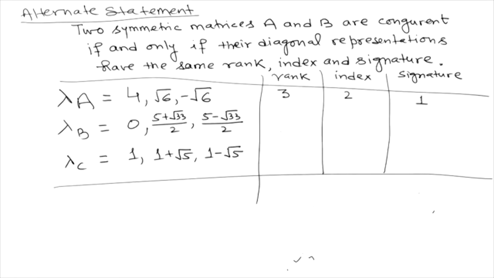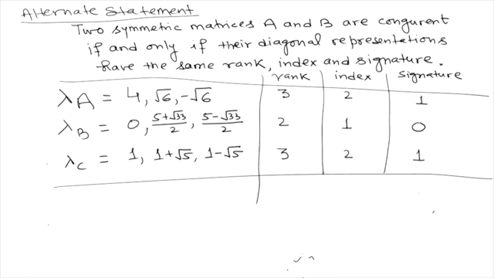For this matrix, the rank is 2 because one of the entries is 0. Index is 1 because only (5 plus root 33) by 2 is the positive entry, and signature is 1 minus 1, 0. For this matrix again, I have rank 3. Index is 2 and signature is 1.